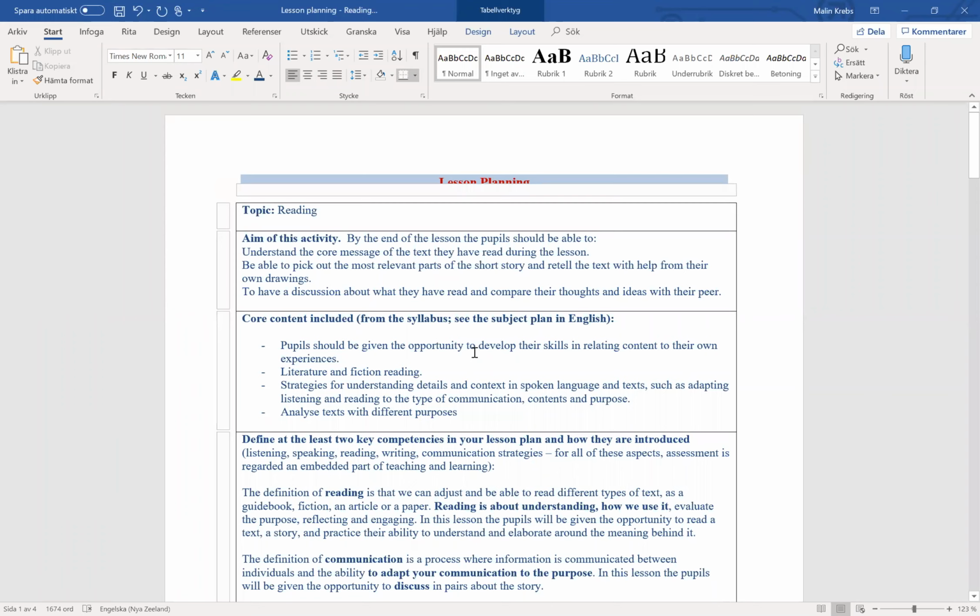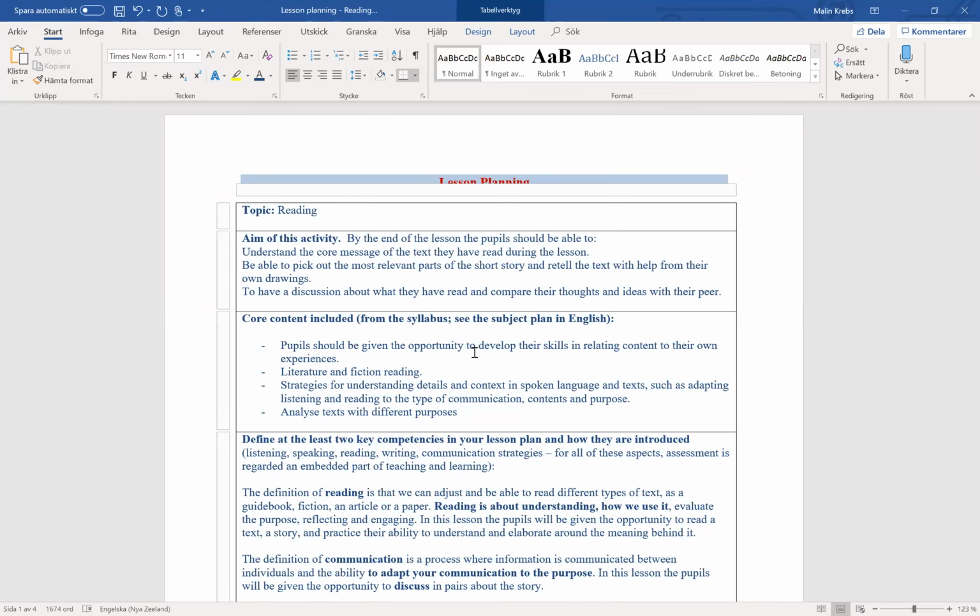I will present my lesson planning on reading, where the aim is for the pupils to understand the core message of the text that they have read during the lesson, be able to pick out the most relevant parts of the short story, and to have a discussion about what they have read and compare their thoughts and ideas with their peer. The core content included from the syllabus is that the pupils should be given the opportunity to develop their skills in relating content to their own experience.